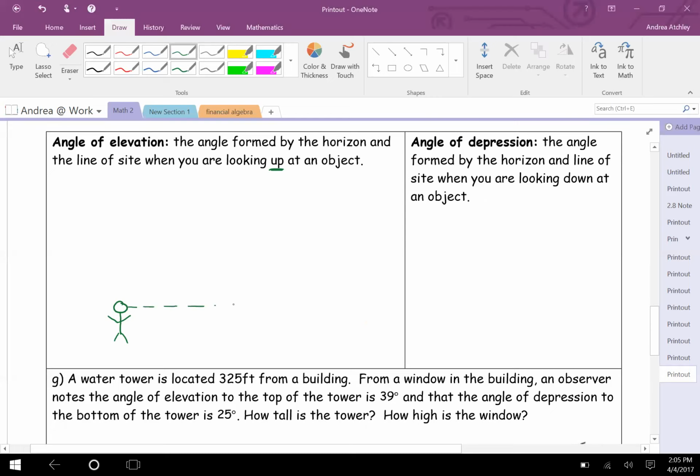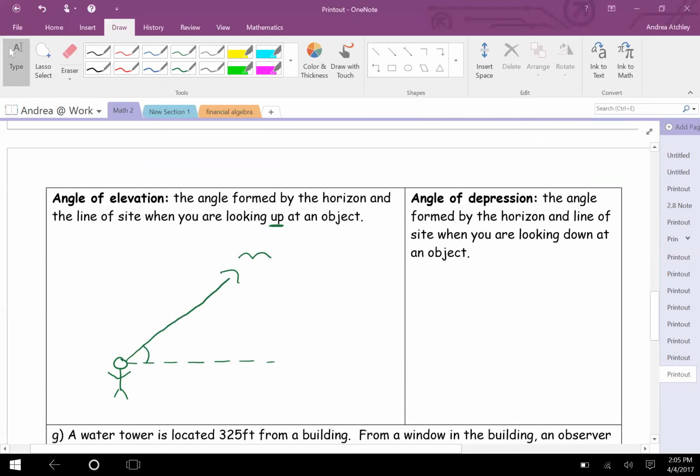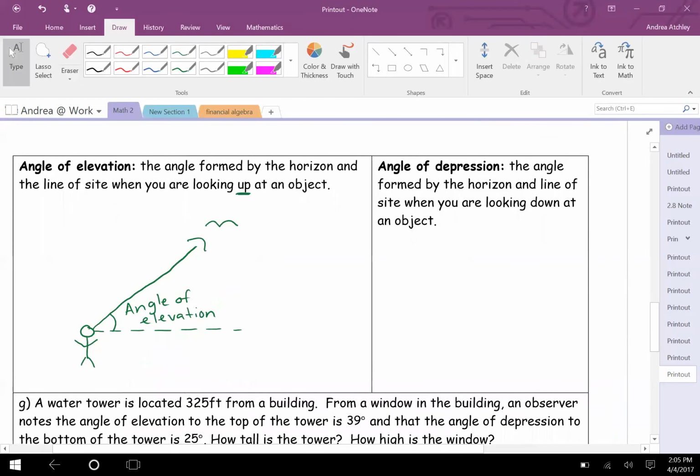Okay, this is my horizon line. Okay, and I'm looking up at something. Maybe a bird. Okay. So this is the angle of elevation. Any questions over that?